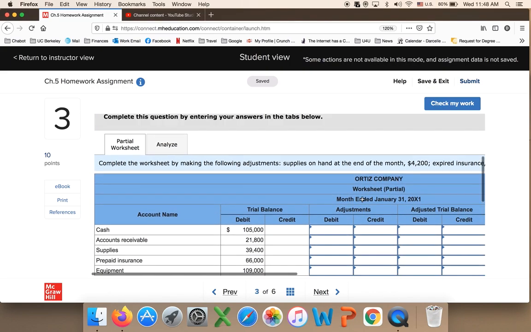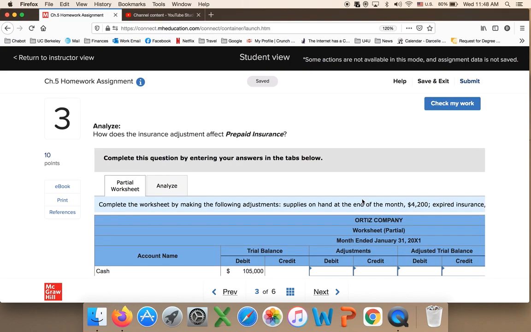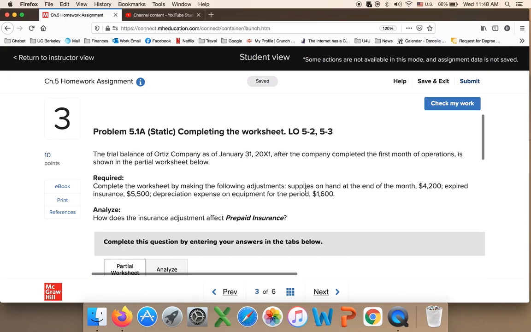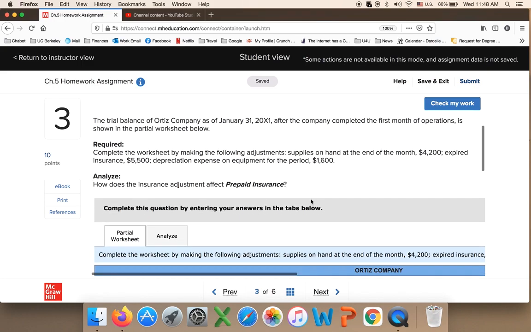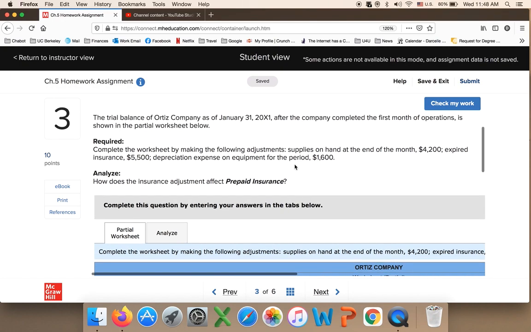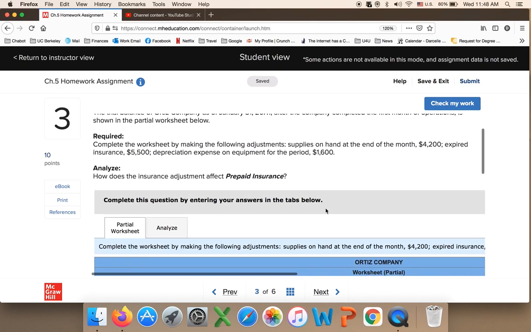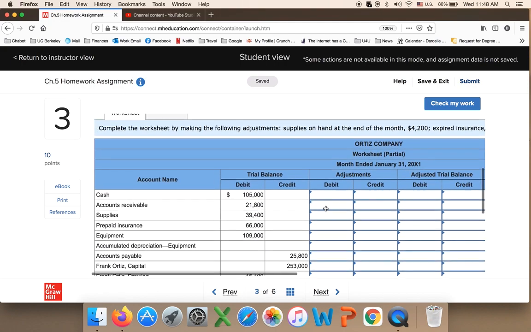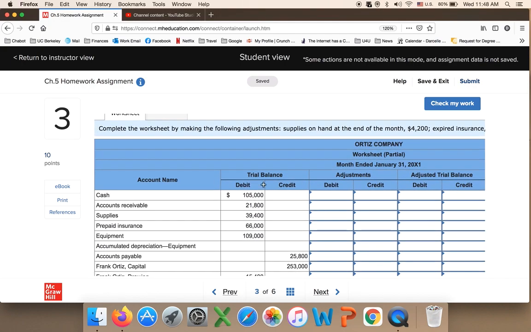Hello class, so this is a solution for chapter 5, homework problem number 3, which is 5.1a. You have to complete the worksheet here. You have information on the adjustments. The worksheet consists of 10 money columns, so 5 pairs.